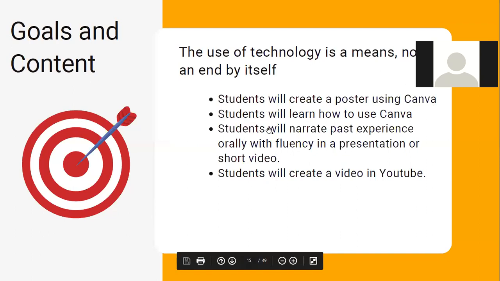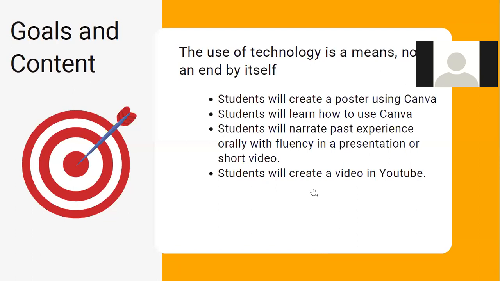On the third one, they will create a presentation. They will be using the language. They will be creating something meaningful for them, but they can present it simply in a PowerPoint, or they can just create a video with the cell phone. Or if they have the resources, maybe they can use more advanced platforms for that. But the main goal is the narration and such, not the technology.